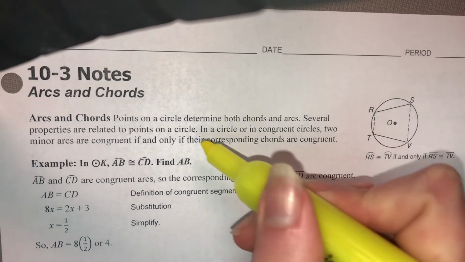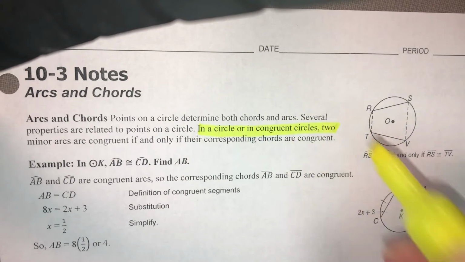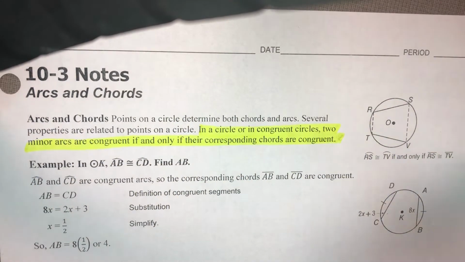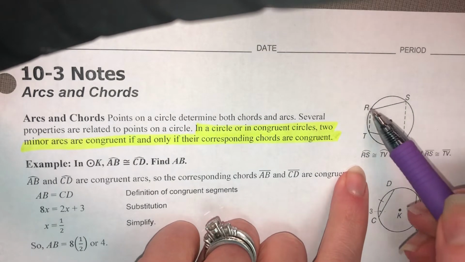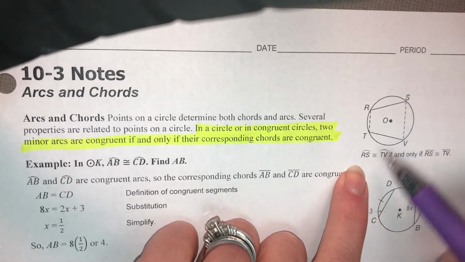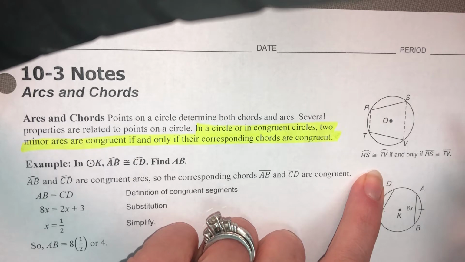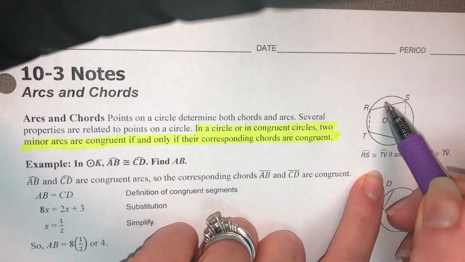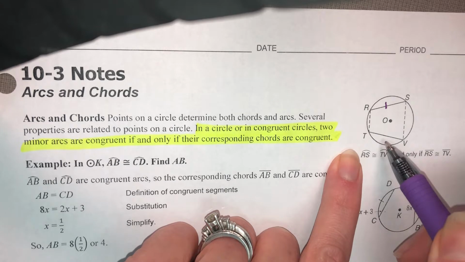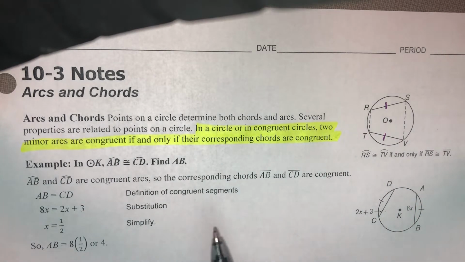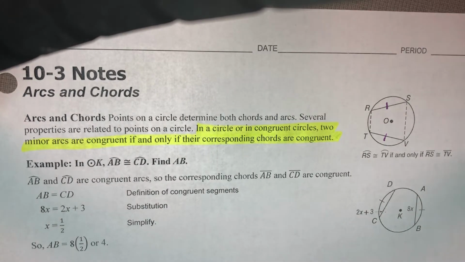In a circle or in congruent circles, two minor arcs are congruent if and only if their corresponding chords are congruent. So if arc RS is congruent to arc TV, then our segment RS, this chord, will be congruent to this segment TV, this other chord. So congruent chords make congruent arcs, and congruent arcs make congruent chords.